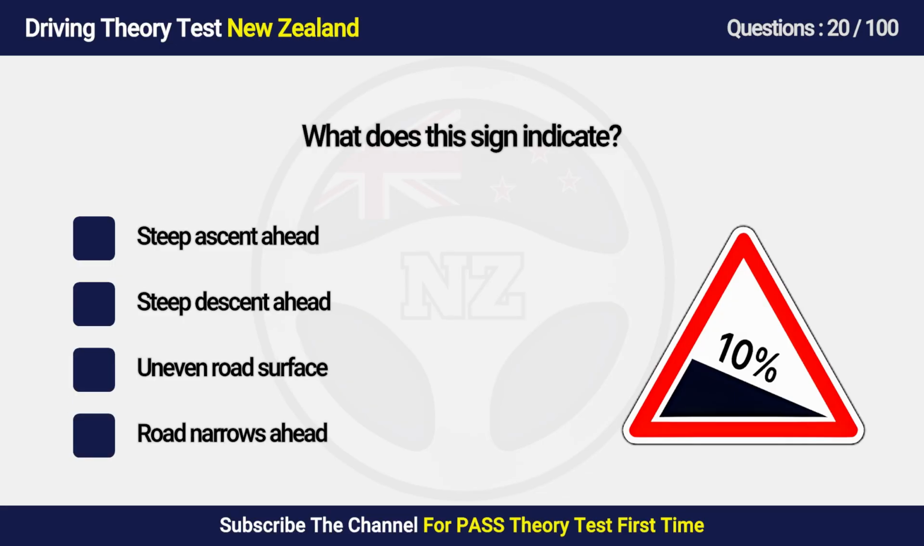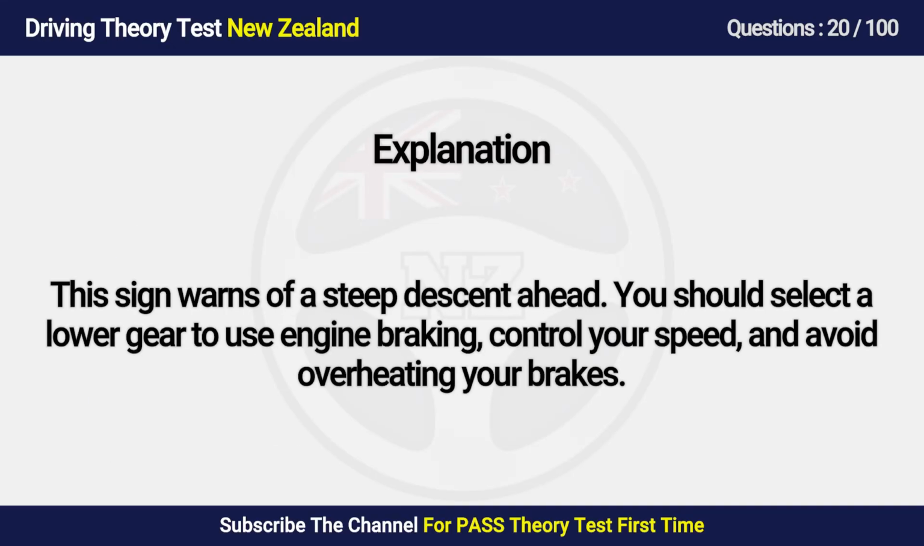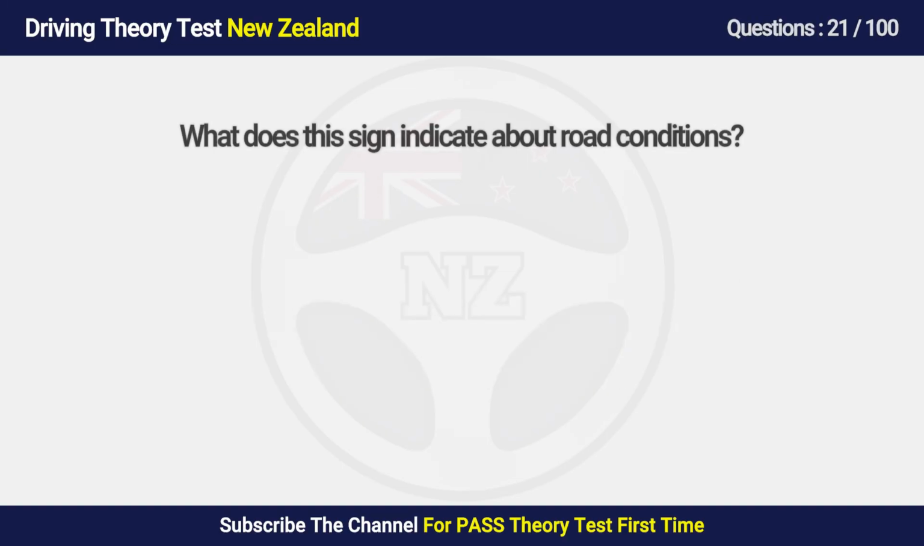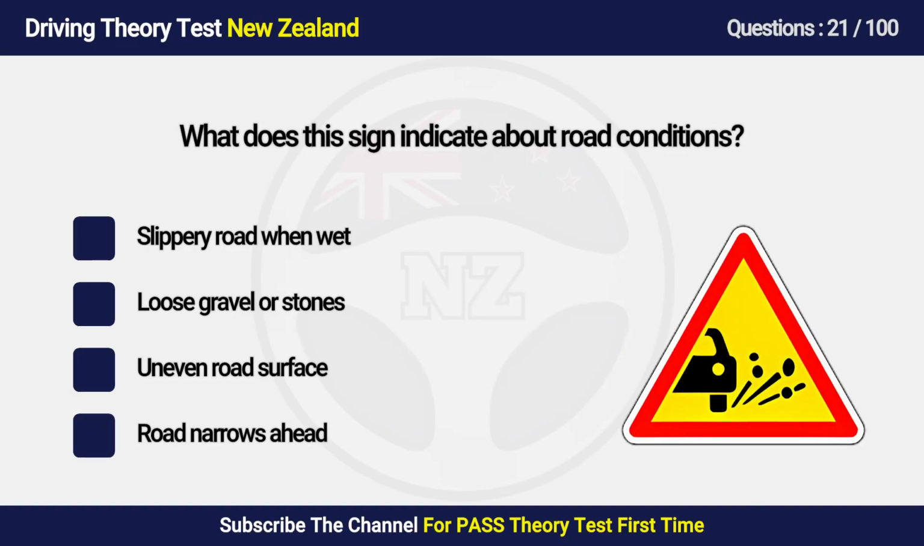A. Steep ascent ahead. B. Steep descent ahead. C. Uneven road surface. D. Road narrows ahead. Answer is B. Steep descent ahead. This sign warns of a steep descent ahead. You should select a lower gear to use engine braking, control your speed, and avoid overheating your brakes. Question 21. What does this sign indicate about road conditions?